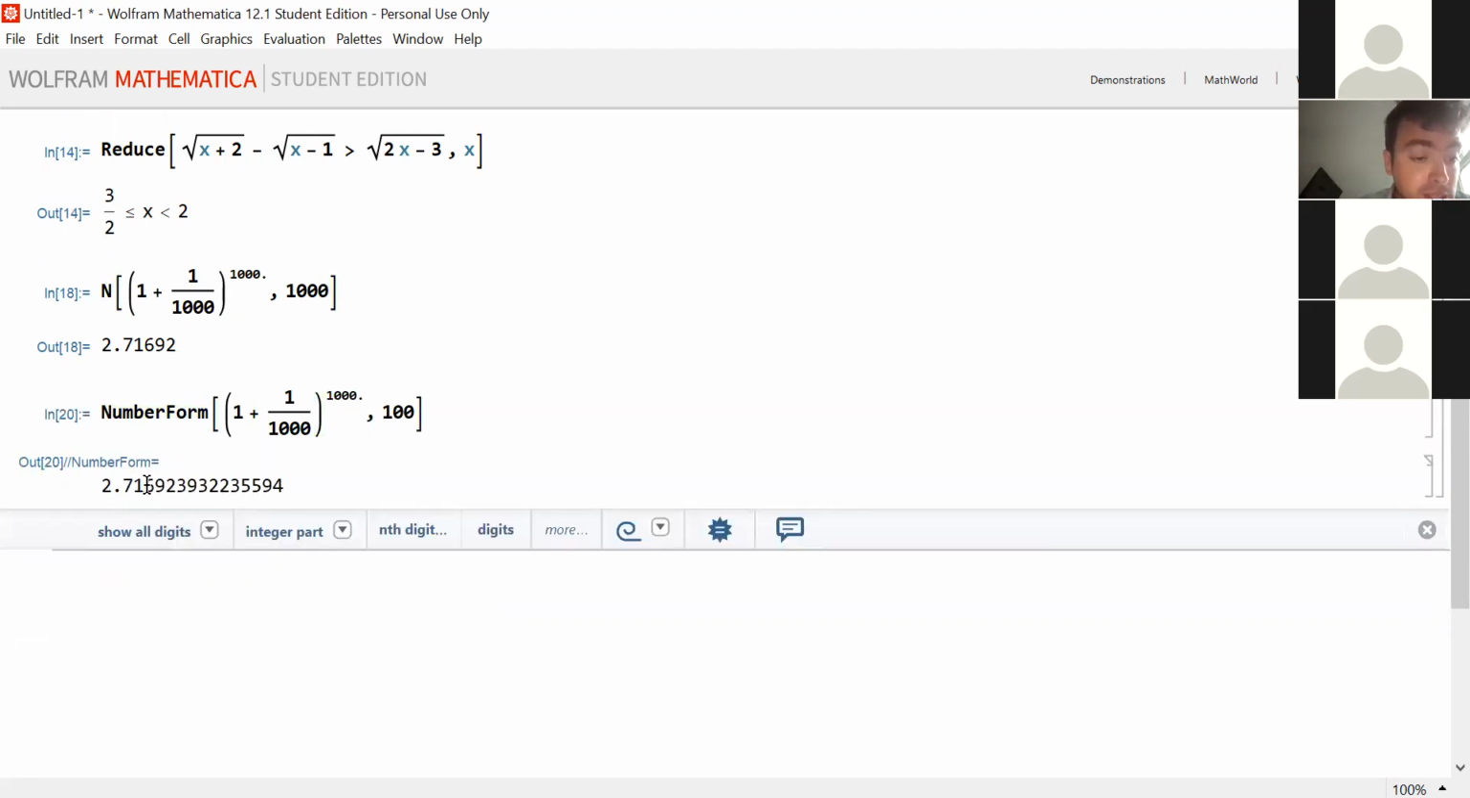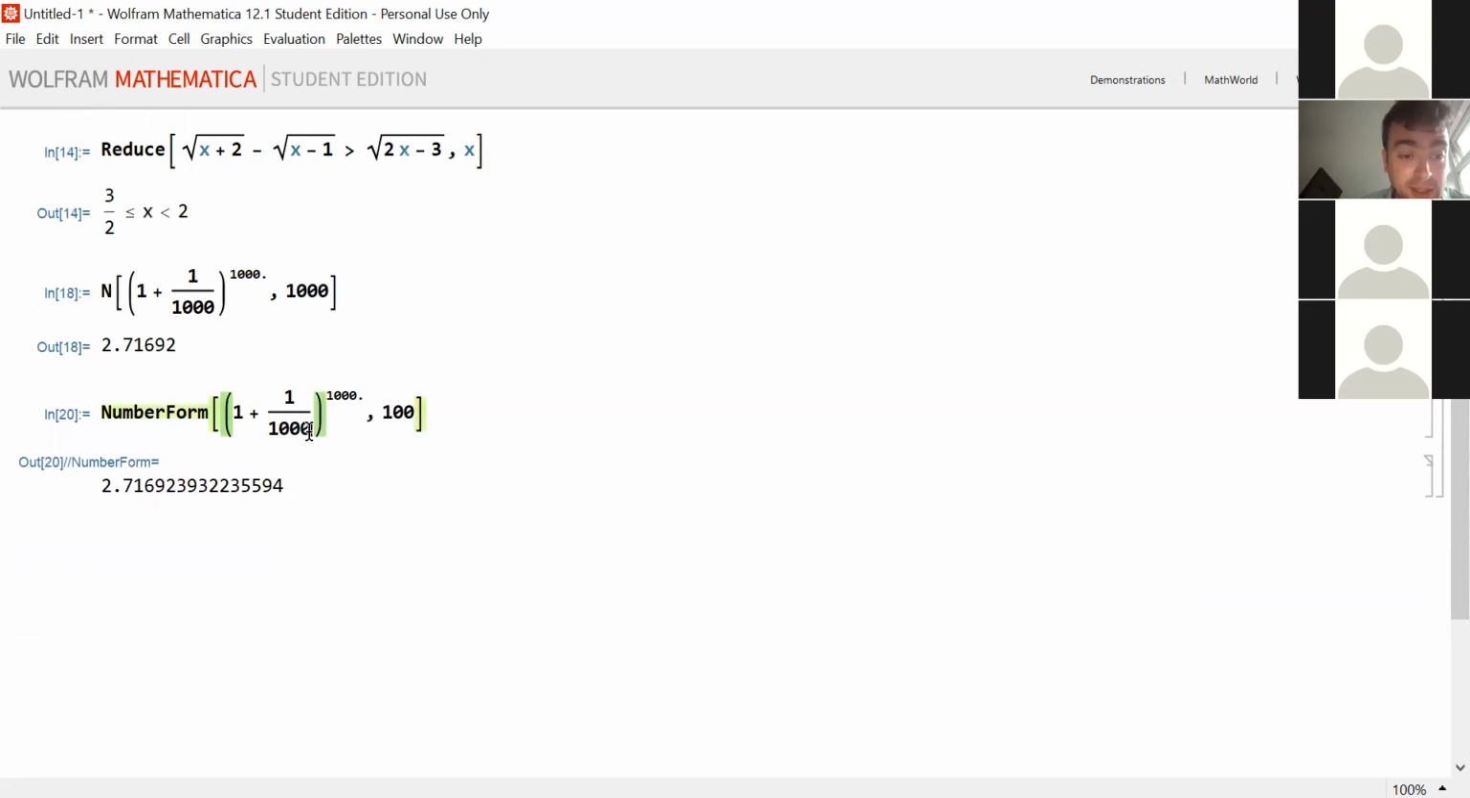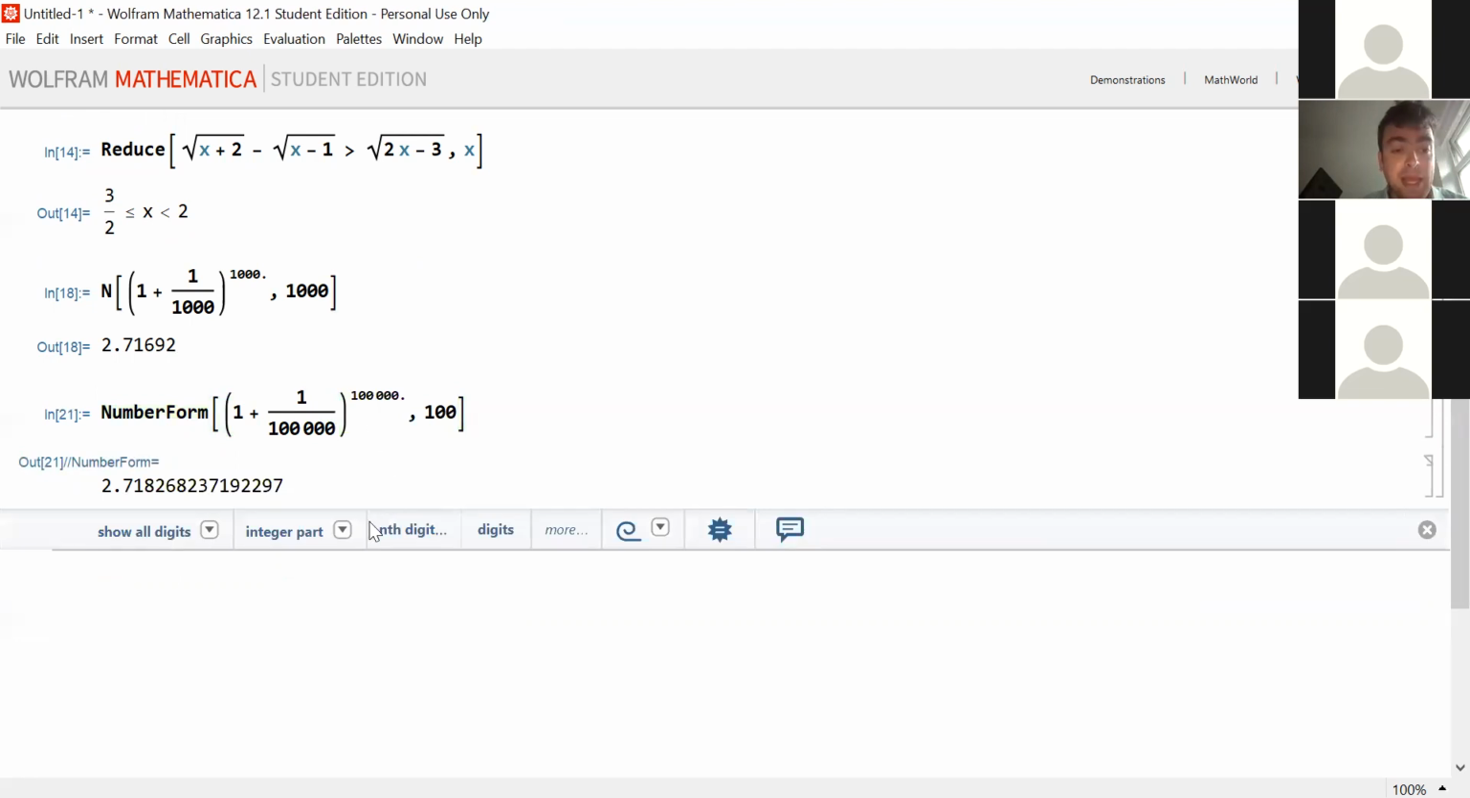Anyway, you can see that this is a good approximation to e. If I take a higher power, I get an even better approximation to e. So this is really good, that it gives me an approximation for e.